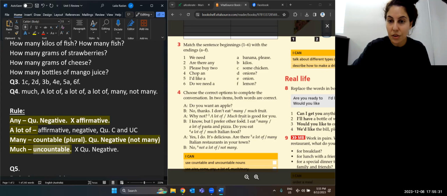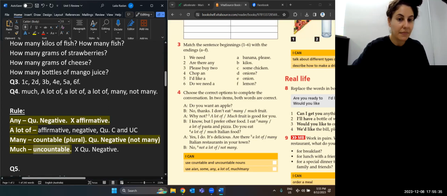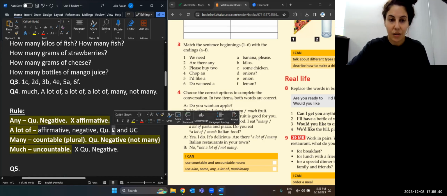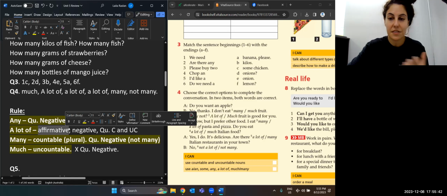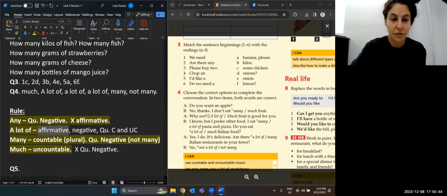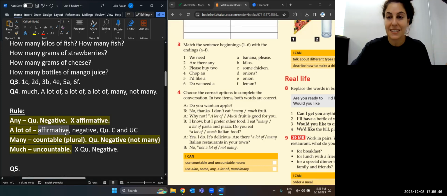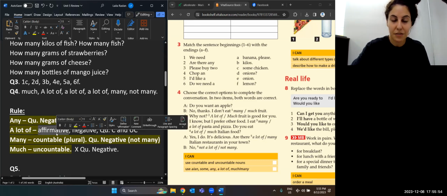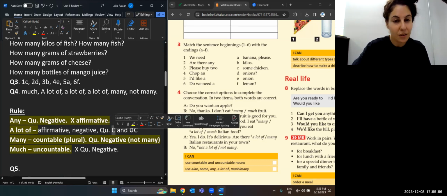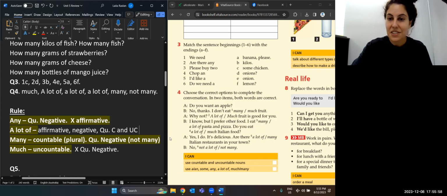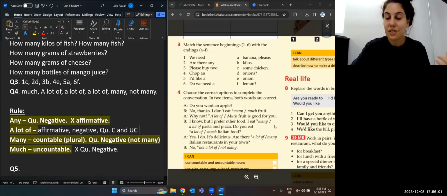And we use a lot of with countable as a question or as a statement, affirmative, sorry. So a lot of fruit is good for you. That's a positive affirmative sentence. It's not a negative. The negative was I don't eat. It's an affirmative sentence, and we use a lot of in affirmative, with countable and also uncountable. So a lot of fruit is good for you.